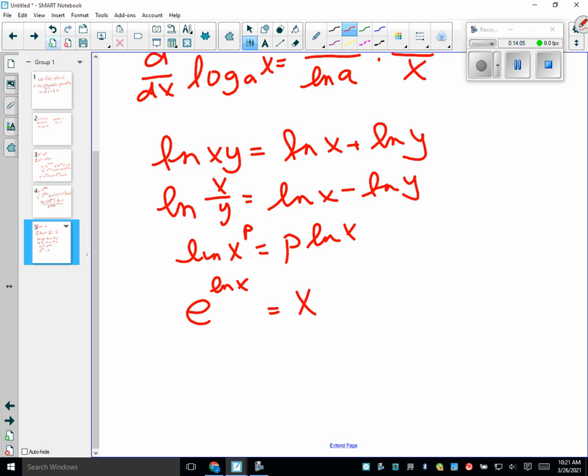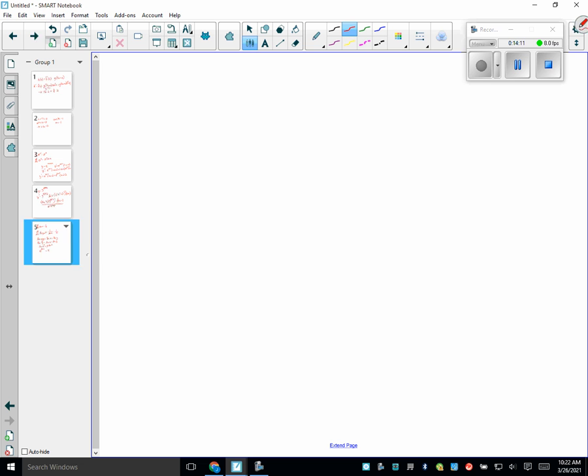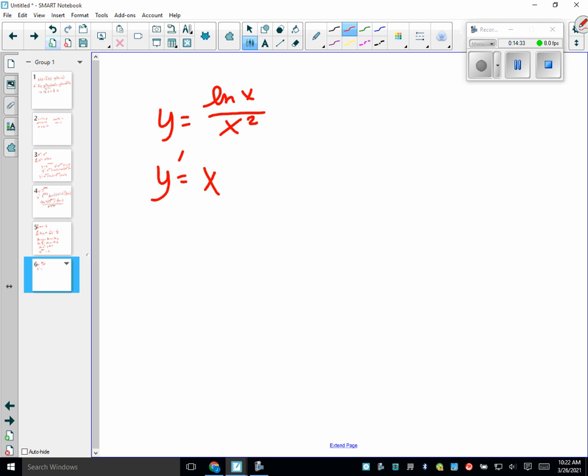All right, let's work a couple derivatives. Now that you know all this, now that you have it back in your head, y equals ln of x over x squared. Find y prime. Okay, I can do it as a quotient, or I can do this and do it as a product. Product is easier.